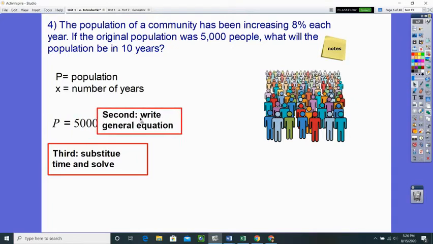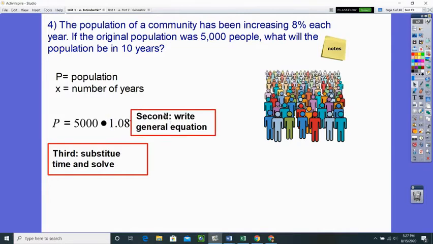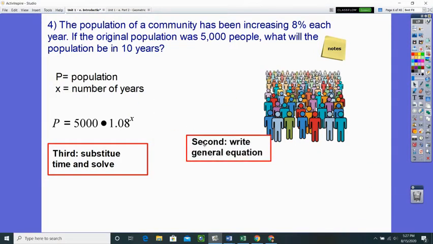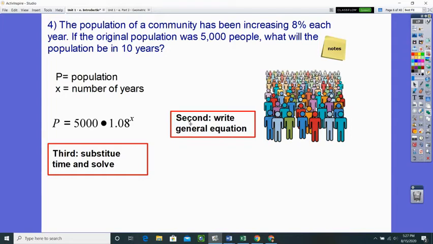So population equals, there's the 5,000, times, now my growth factor is not 8. We're going to change that to a decimal, which would be 0.08, not 0.8. That would be 80%. You move it 2 places, 0.08, and add it to 1. You need 100% of what the population was, plus 8%. So 1 would represent the 100%, and then the 0.08 would represent the increase, and there's your growth factor. And notice it's greater than 1, so your population is going to grow, and then I'm raising it to the X. That is called a general equation.